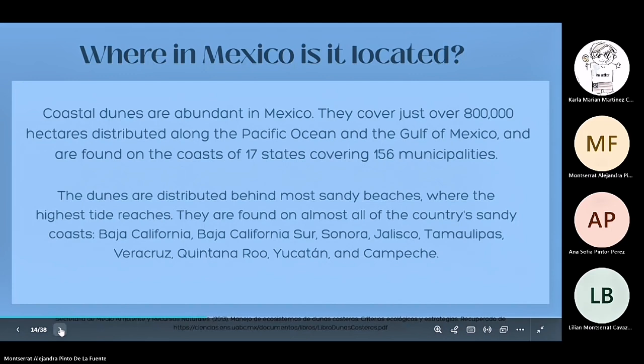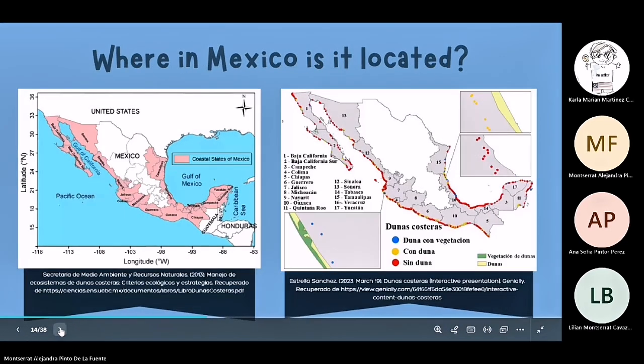The dunes are distributed behind the sandy beaches, where the highest tide reaches. They are found on almost all of the country's sandy coasts: Baja California, Baja California Sur, Sonora, Jalisco, Tamaulipas, Veracruz, Quintana Roo, Yucatan, and Campeche. These two maps show where the coastal dunes are located in Mexico.